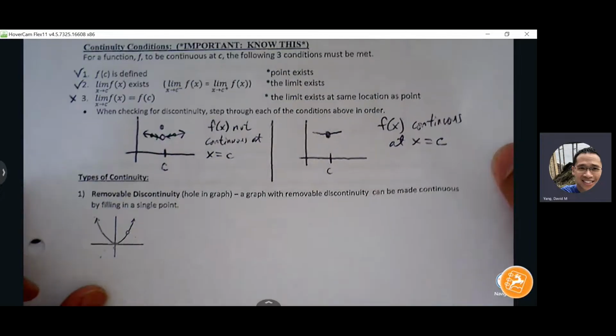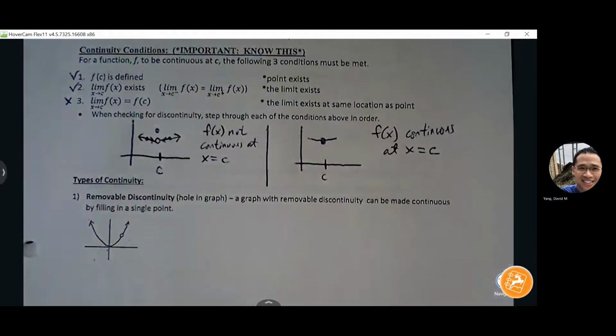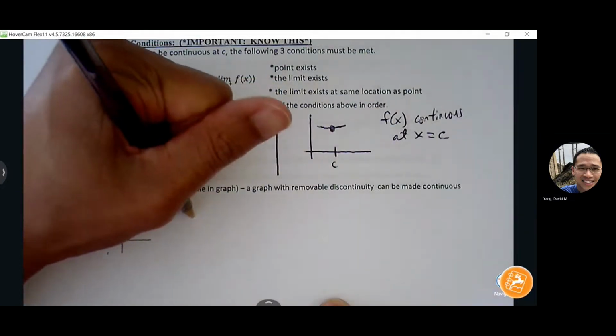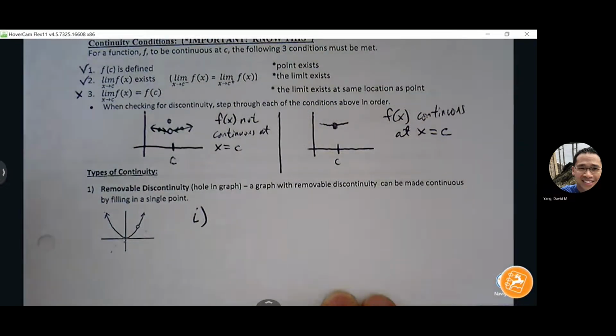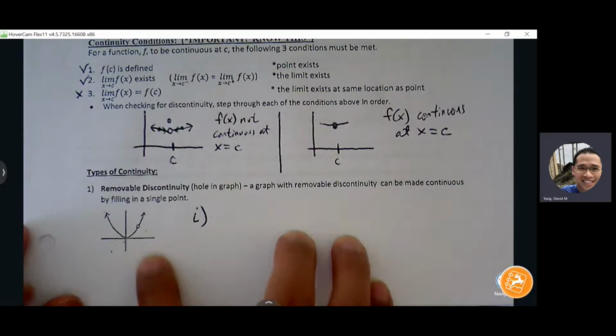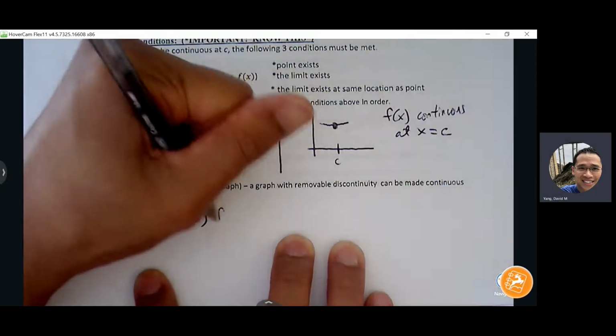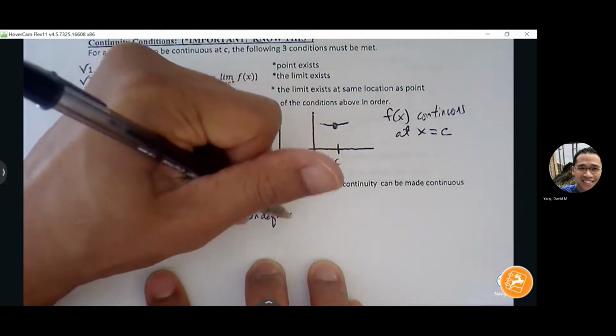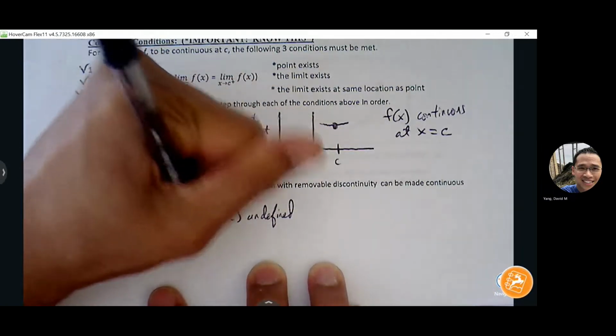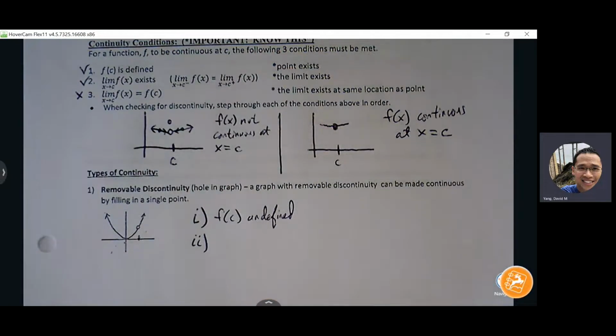So let's go through each of the conditions and see what that looks like. For this instance, does the point exist? I say that f of c is undefined. Second condition, does the limit exist? Yes, right. I pick two points on either side. I may not know what that y value is, but I do know that if I draw arrows, my arrows are headed to the same y value.